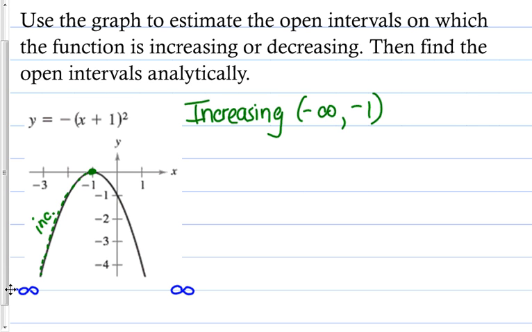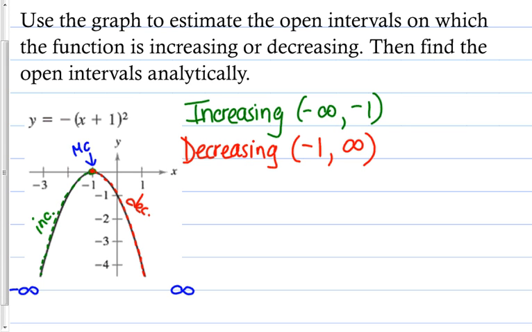And then I need you to be able to also tell me that this function is decreasing from the same negative 1, but on the right side. So you see this function is coming down. So it is decreasing. So I need you to be able to tell me that as well. So it is decreasing from negative 1 all the way to positive infinity. Okay, so that's graphically looking at the graph. Obviously, this peak here is a maximum.